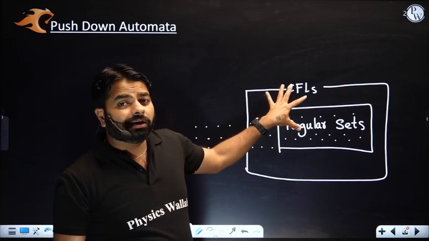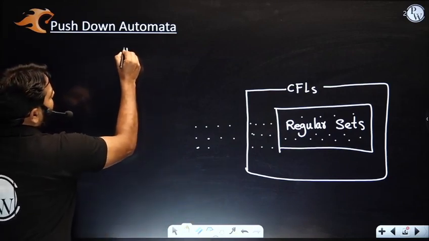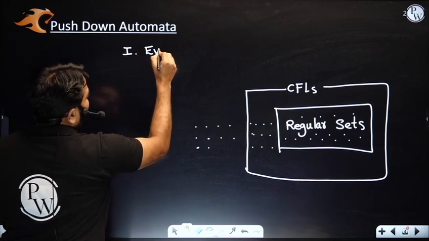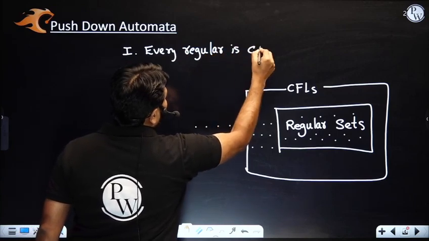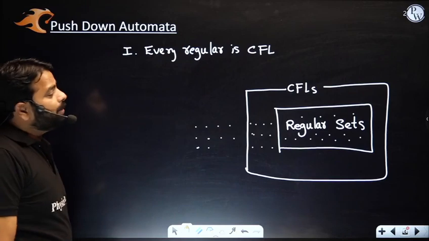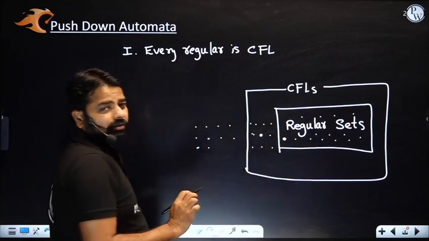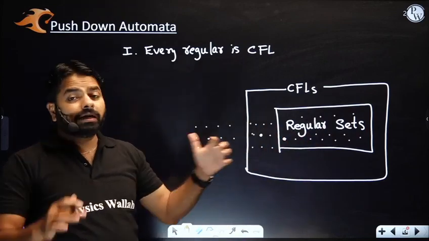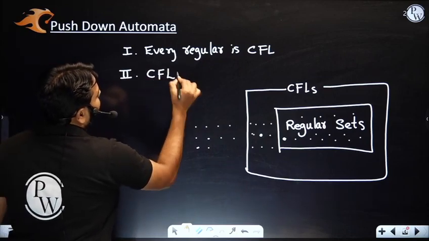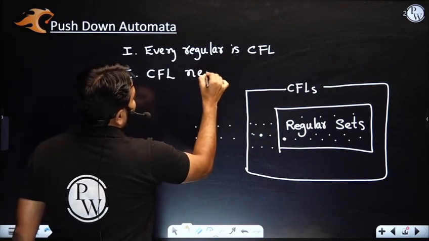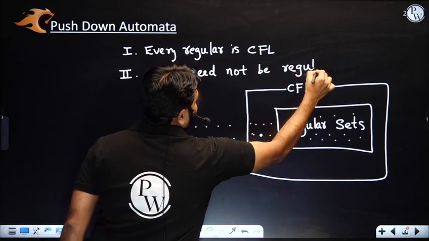So what is the relation between regular language and context-free language? The first point: every regular language is a context-free language. But when you talk about a context-free language, that might be here or here in this box, right? So it might be inside the regular class or outside the regular class. Then what we say: a context-free language may or may not be regular. That means it need not be regular. It depends on which context-free language you have taken.